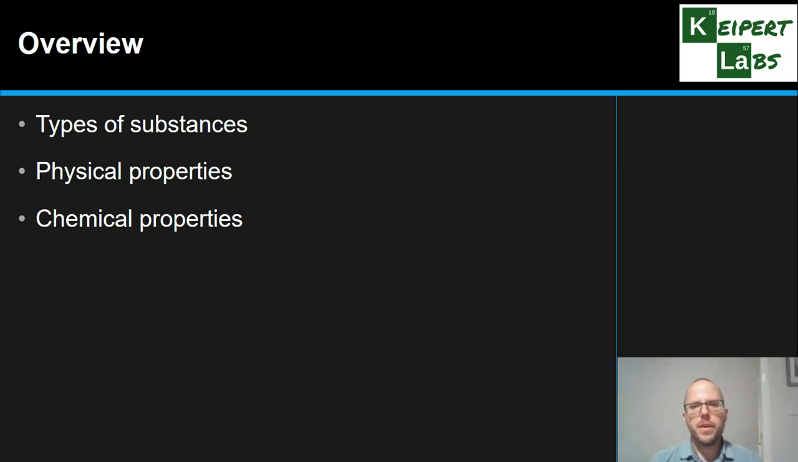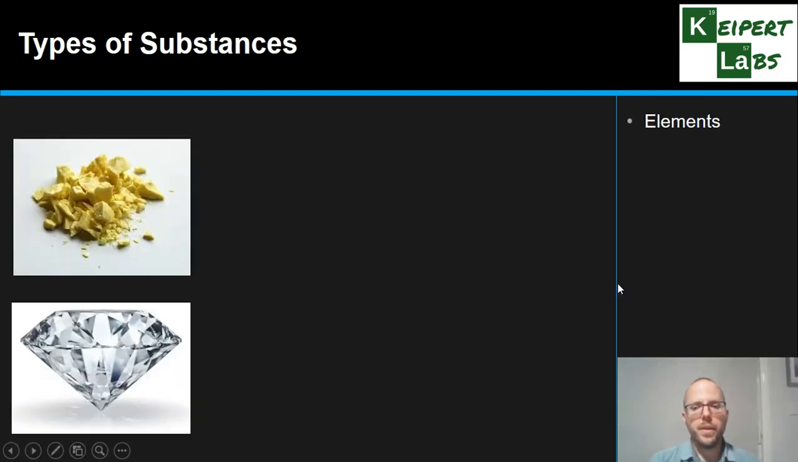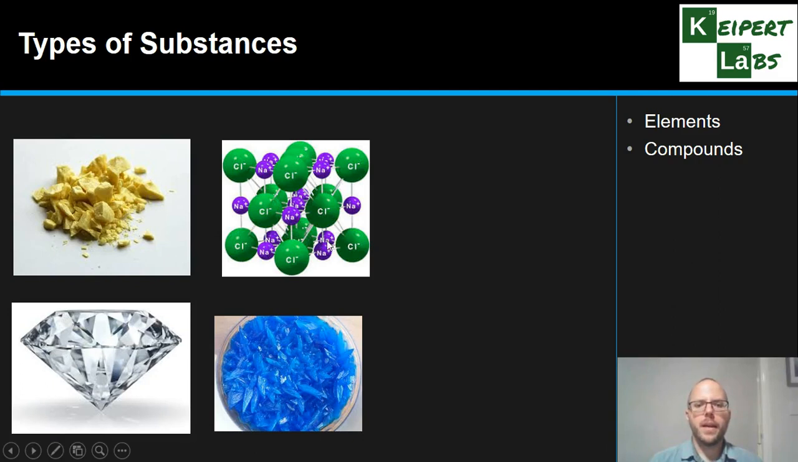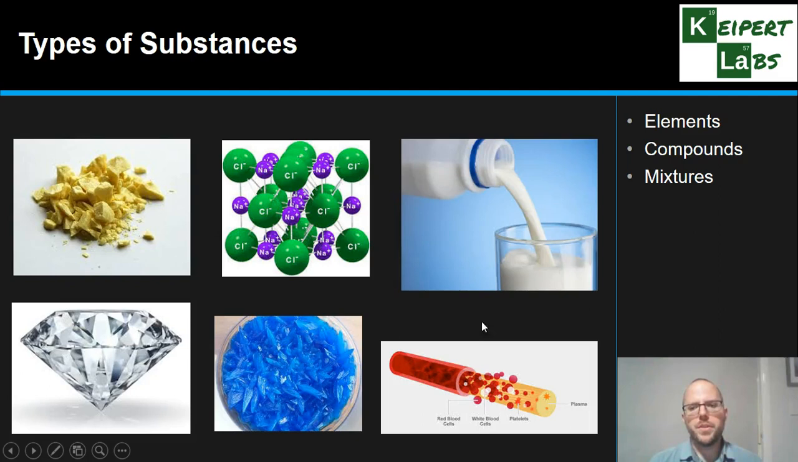All right, so in really simple terms, we talk about three main types of substances. Firstly, we think about elements, like sulfur or carbon in the form of diamond that you can see over here. The essential building blocks, the simplest of substances of matter. You can't break them down into anything simpler. We also look at compounds, like sodium chloride or table salt here and copper sulfate. And then also mixtures like milk, and blood is another example of a mixture.